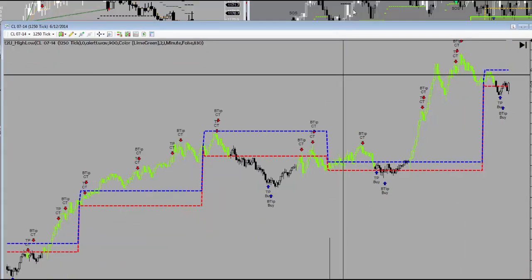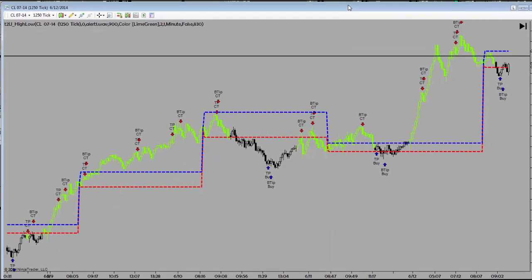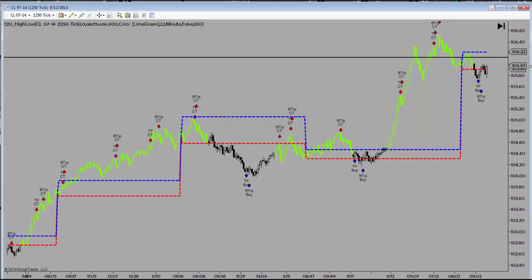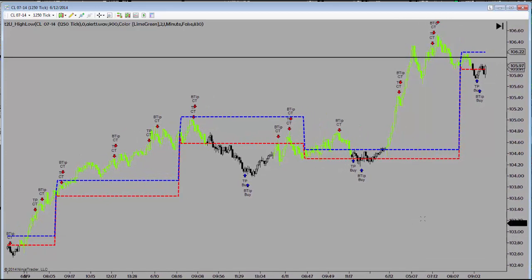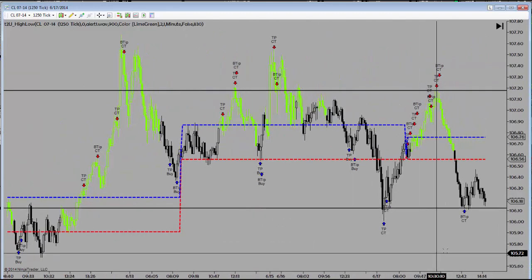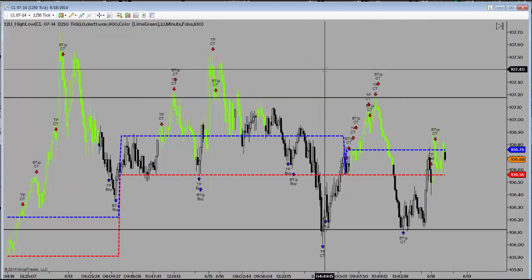All right, so let's take a look here. Your market outlook for Fed Day. This is the 18th of June, 2014. So crude, we'll take a look at what's going on here recently. All I've done, gang, is I put up a 1250 tick chart.